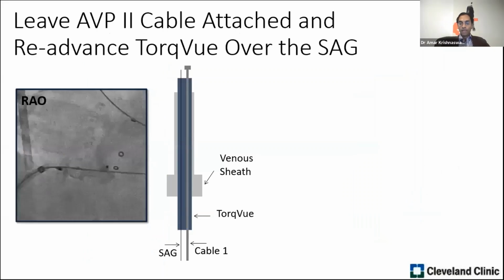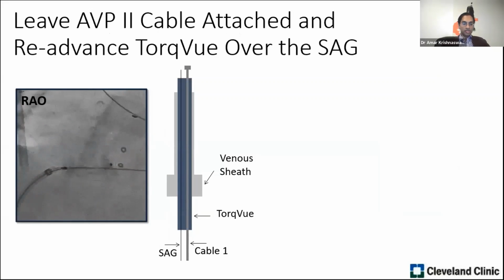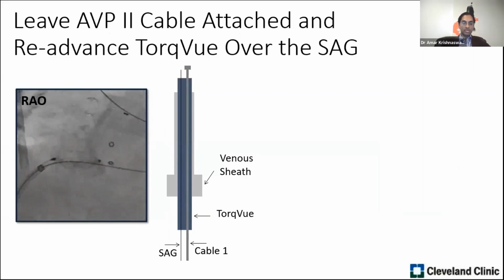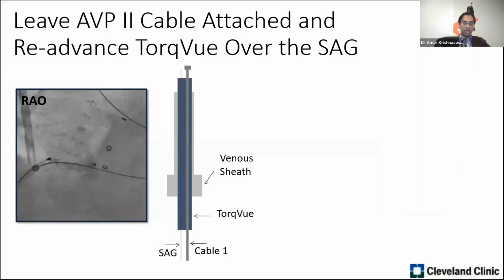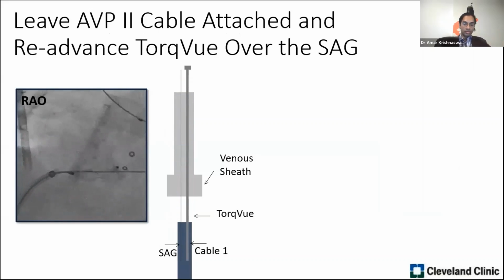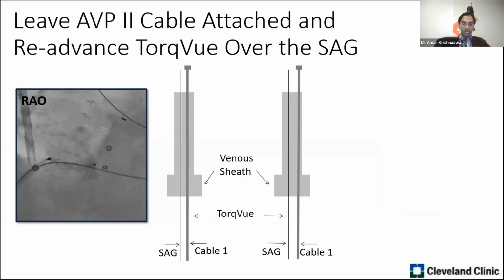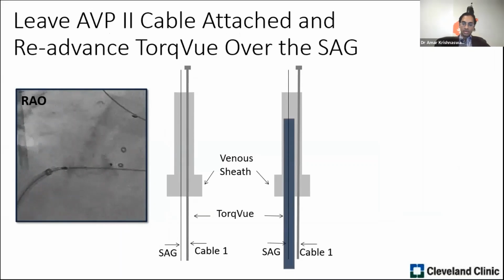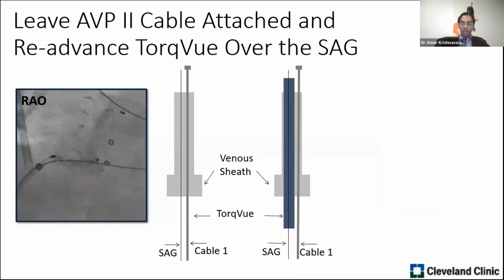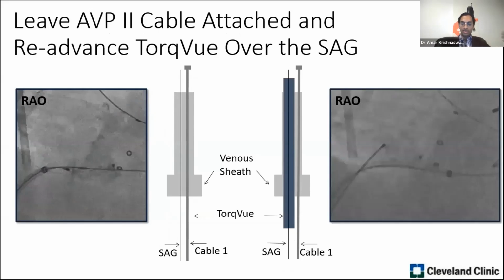And the reason that this is beneficial is that now that we have one plug advanced, especially in these leaks that tend to be large and you need more than one device, we've still reserved the place with our sag wire across the leak. So all you have to do is pull this TorqVue delivery out and then just replace it over the same sag wire, which is already across the leak. And in that way, you can implant as many devices as you want by just repeating these steps.